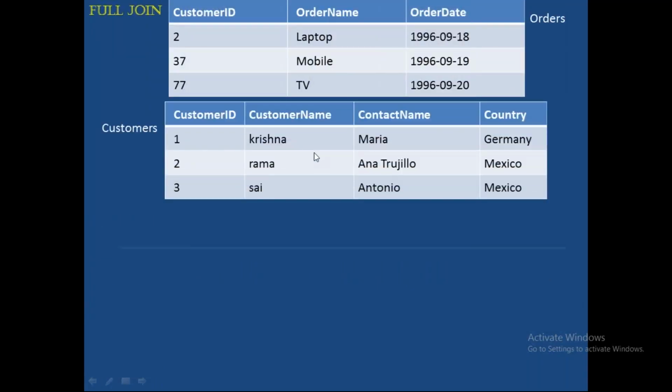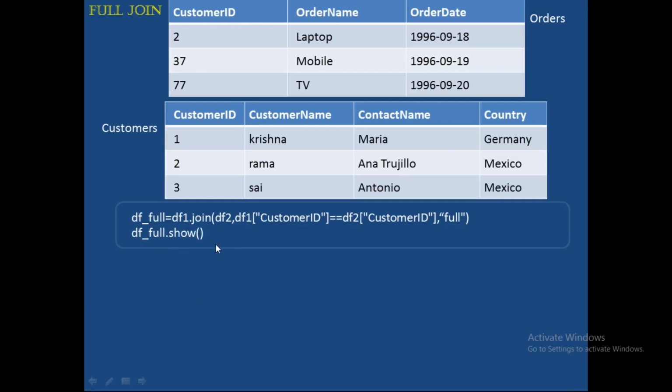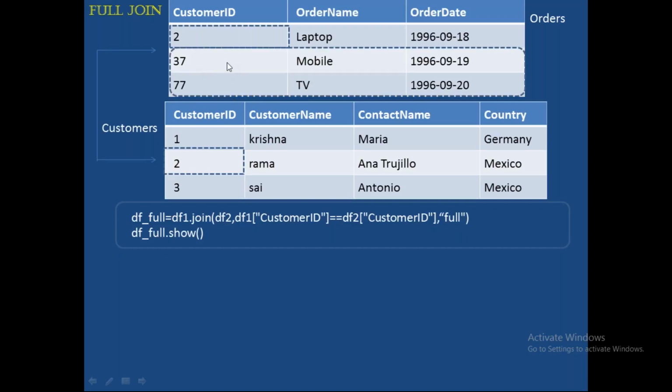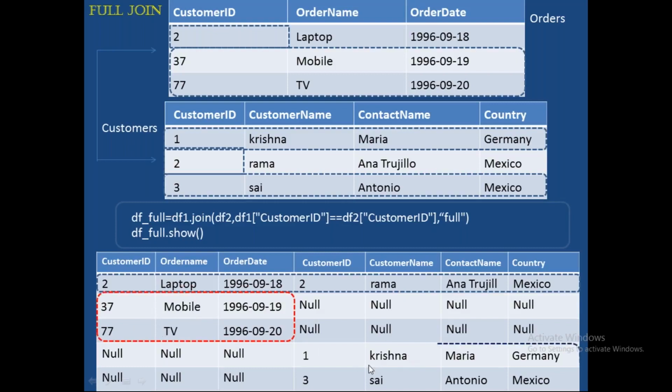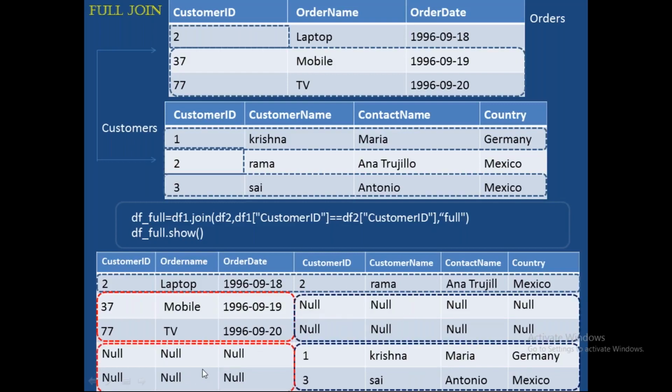Let's go with the full join now. Full join means you have an orders table and a customer table. When you say full, df_full.show, see here 2 is the common record, and 37 and 77 are the unmatched records. Here 1 and 3 are the unmatched records. So when you get this result, 2 you will get as the common record, and you will get records which are available only in the left table and only in the right table. There are no matching records here, so null. Full means everything you will get.